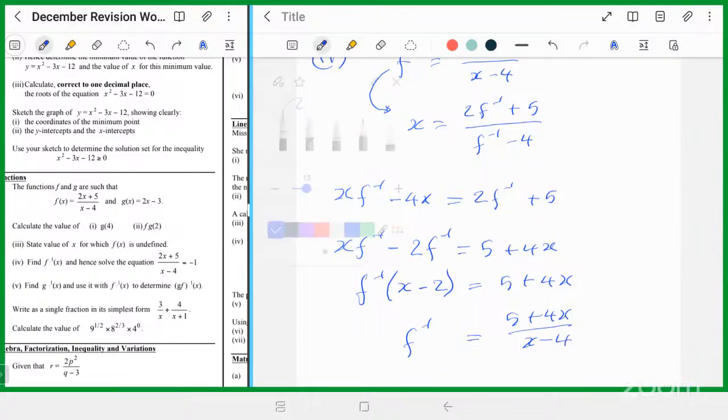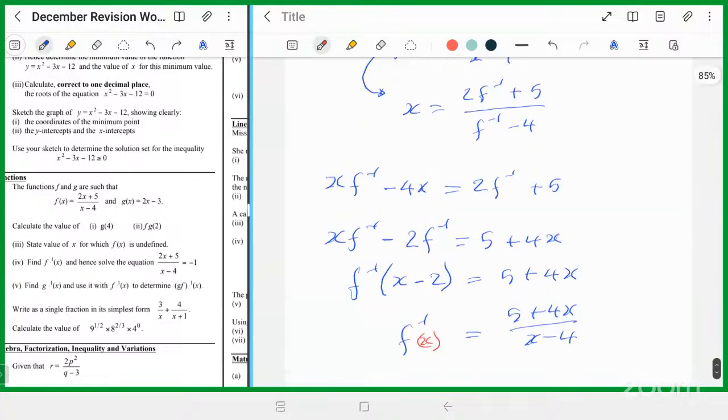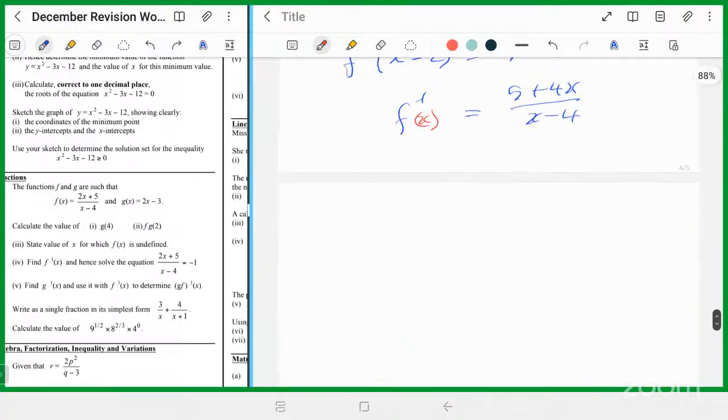Now that we're done, we can put back the of x down here: f to the minus 1 of x. That's the first part, to find f to the minus 1 of x. So the next part now is to, hence, solve this thing.